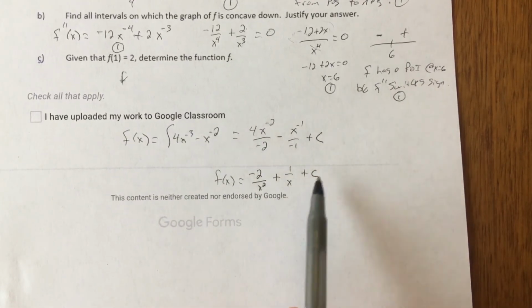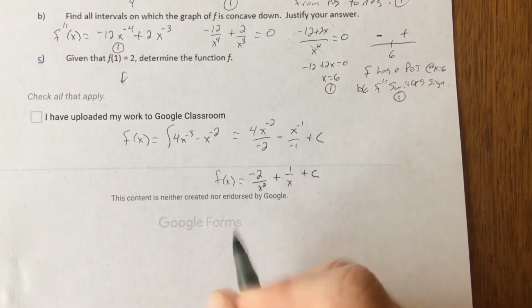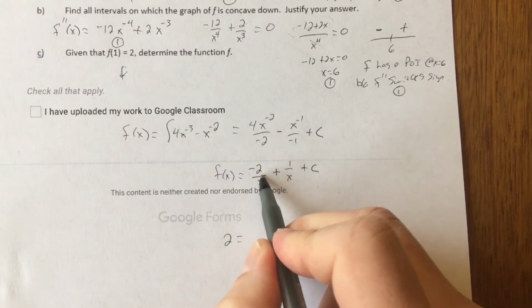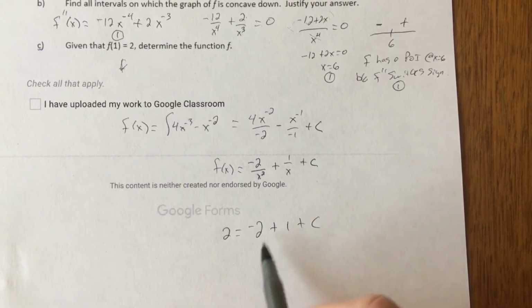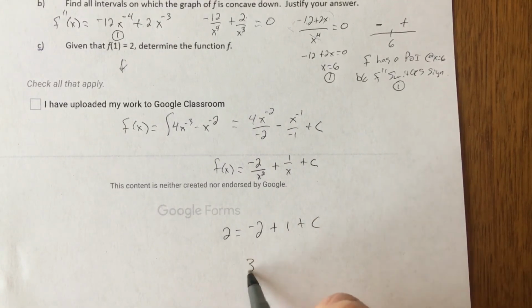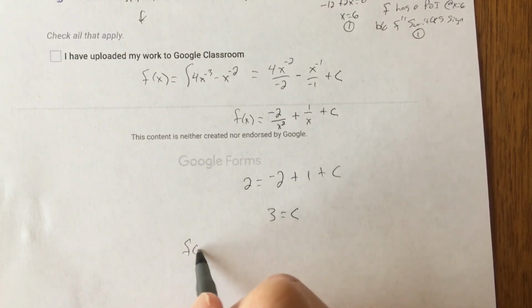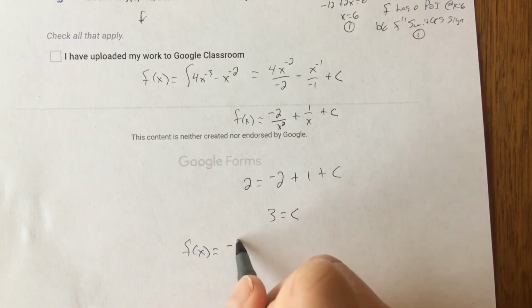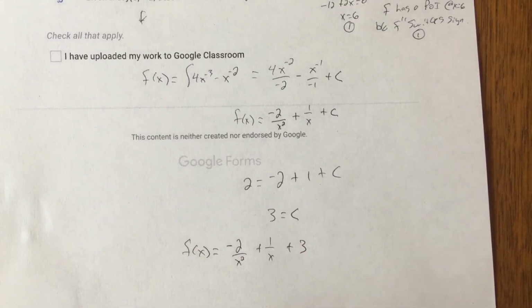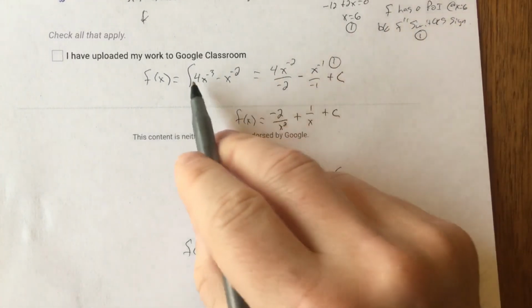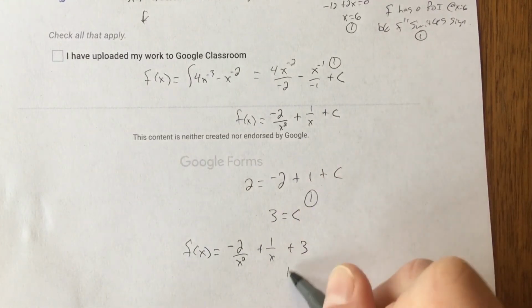Okay, now I got to figure out what c equals. So I'm putting 1 in for x and 2 for the function. So 2 equals negative 2 over 1 squared plus 1 over 1 plus c. So 4, 3, I get c equal to 3 here. Okay, so let's put it all together. f of x is equal to negative 2 over x squared plus 1 over x plus 3. I believe they'd give you a point for integrating correctly to here, a point for finding c, and then a point for our final answer.